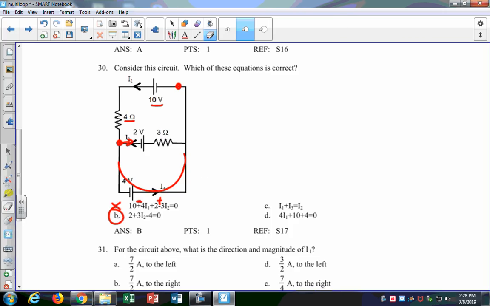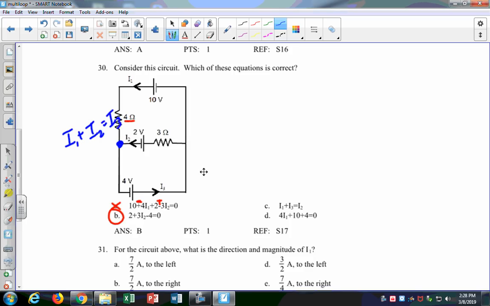I1 plus I3. Take a junction. It should be I1 plus I2 equals I3. So that one's not right. And then 4I1, that's right here, plus 10. So I'm starting here and going in this direction. I have positive 4I1 going against the current. That should be minus 10, right? Should be minus 10, and it should be minus 4. So that one's not correct.